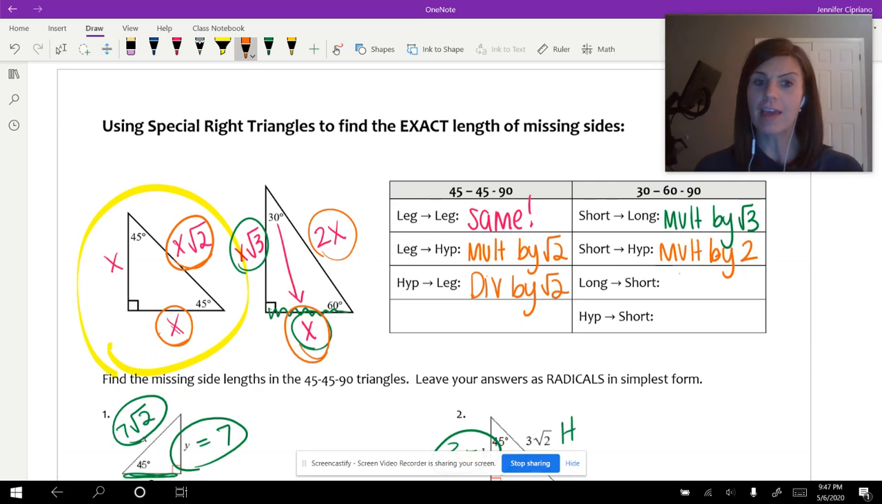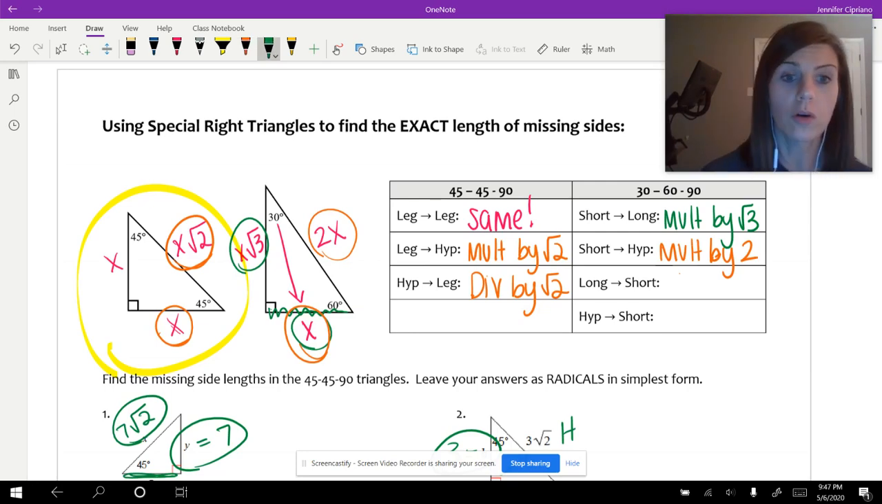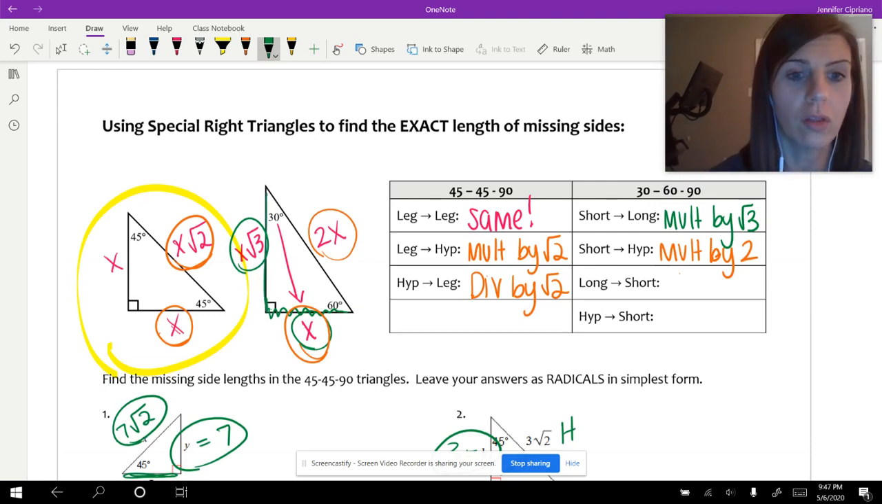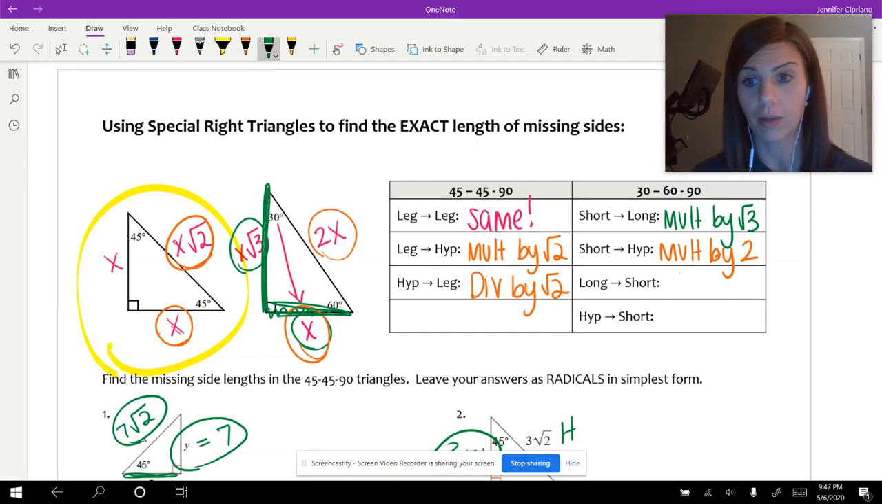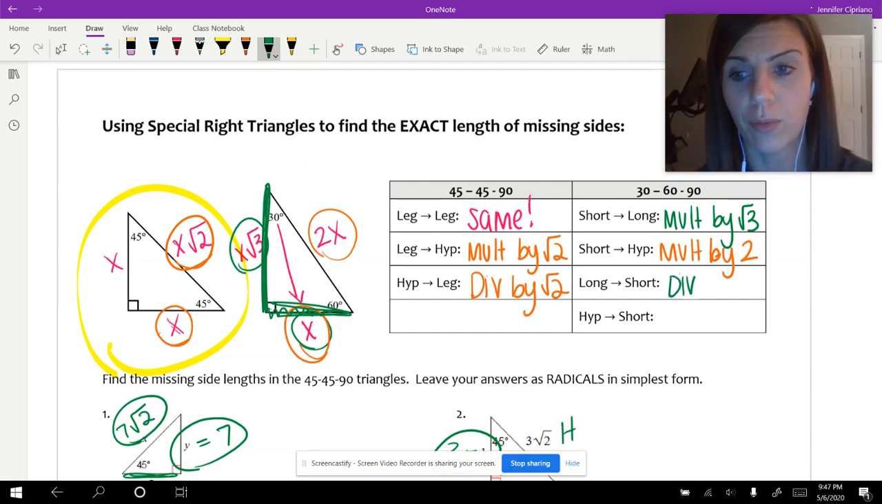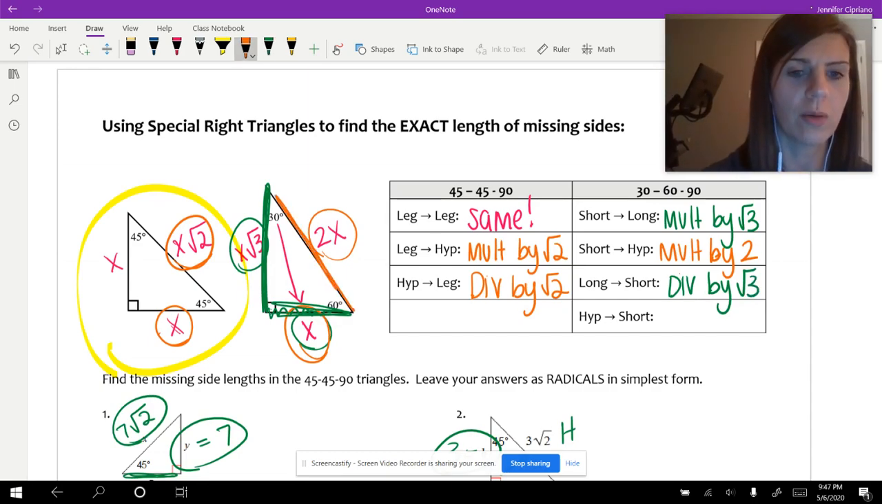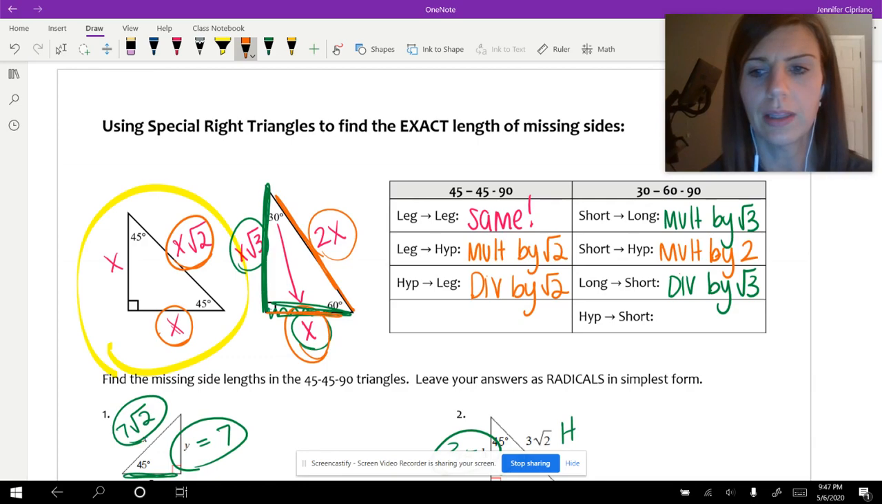Okay, now if we started with the long leg or the hypotenuse, we would need to work backwards to the short leg first. So in order to do that, instead of multiplying by those 2 values, we just divide by them. So if we start with the long leg and we need the short leg, instead of multiplying by root 3, we would divide by root 3. And for the hypotenuse, if we start with the hypotenuse to get the short leg, we would divide by 2.